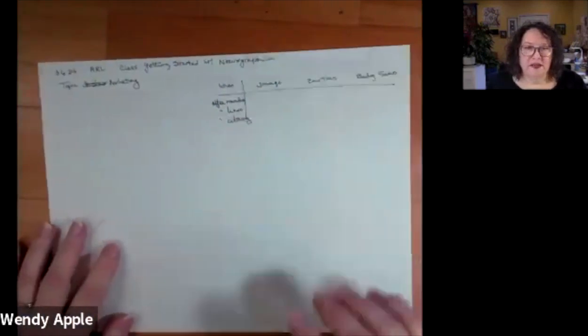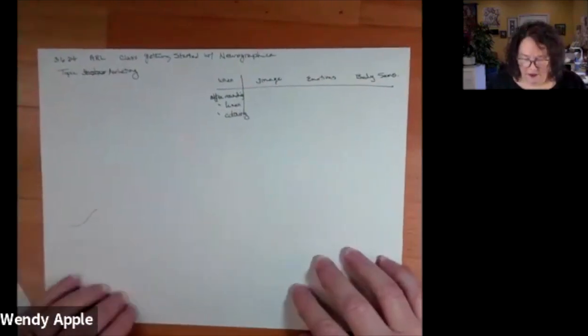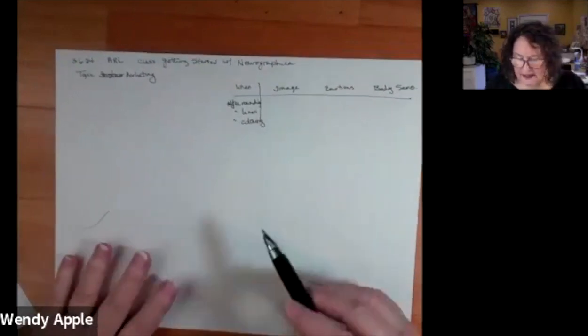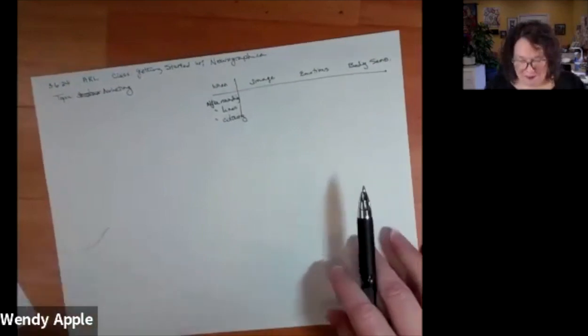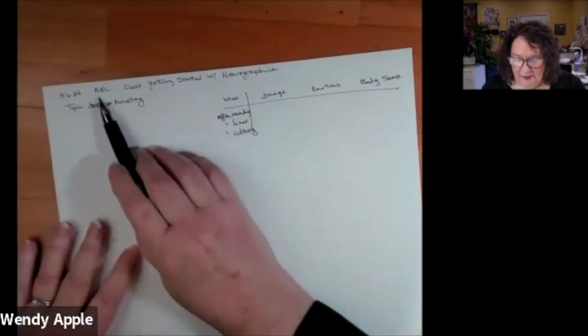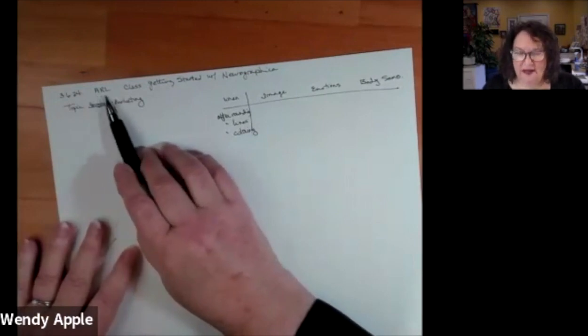The first thing that I do when I do a drawing is I turn my paper over. So this is the back side of what I'm going to draw on. And you don't have to do any of this if you don't want to, but I'm showing you how I do it. I put the date. I put the kind of algorithm we're doing. We're doing today what's called an ARL, algorithm for removing limitations.